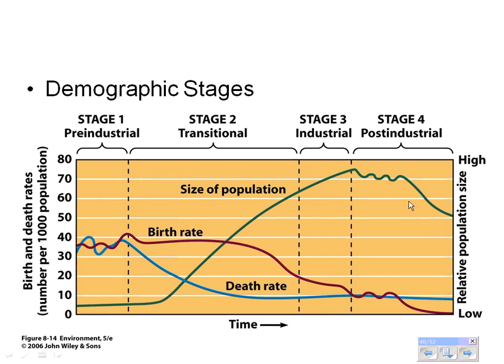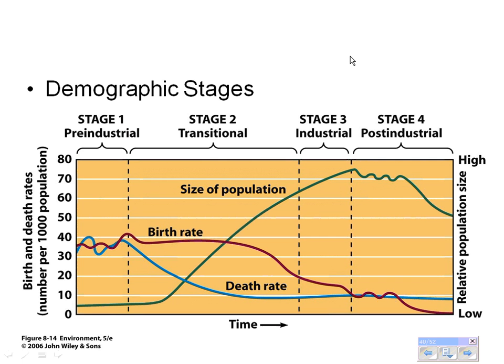And then lastly, stage 4, the post-industrial stage. You can see the population will start to even out as the birth rates meet the death rates. We also see ZPG, or zero population growth, in this stage. And you can tell at the end of the stage that the birth rates actually fall below the death rate, causing the population to decline.